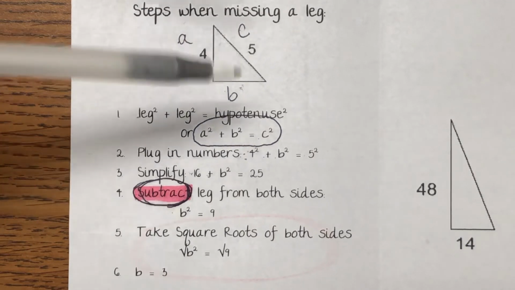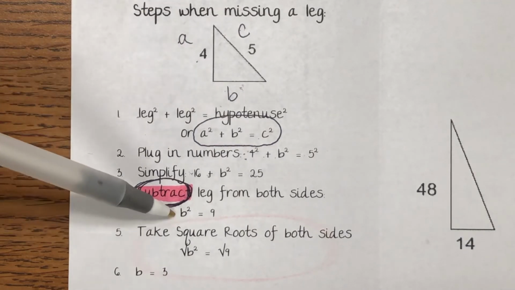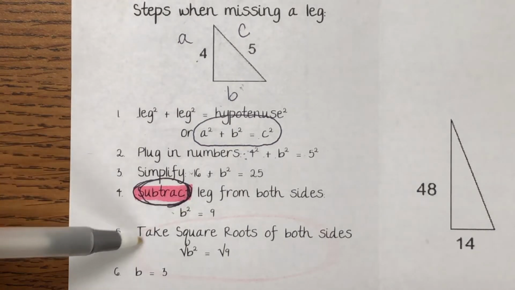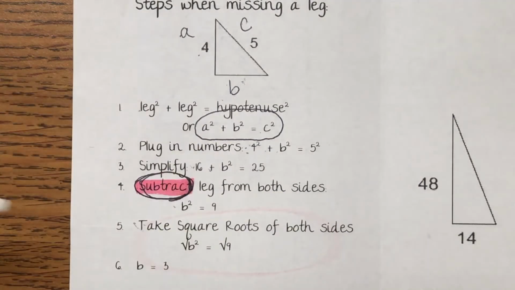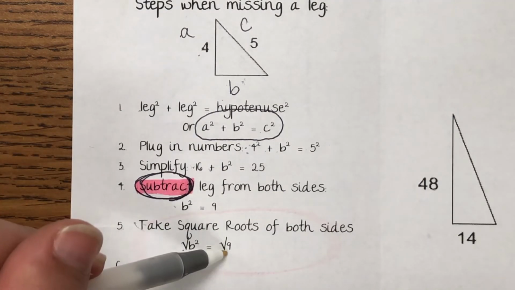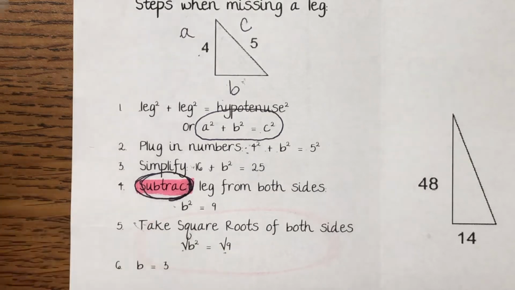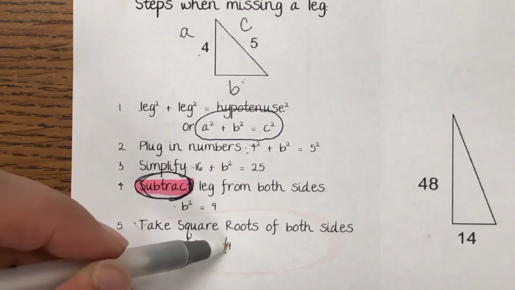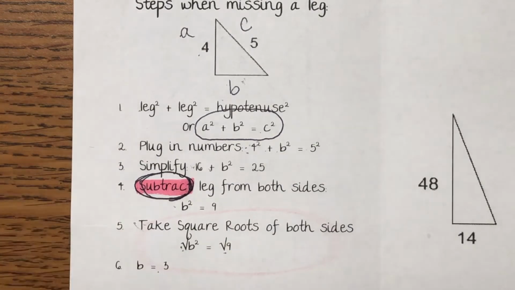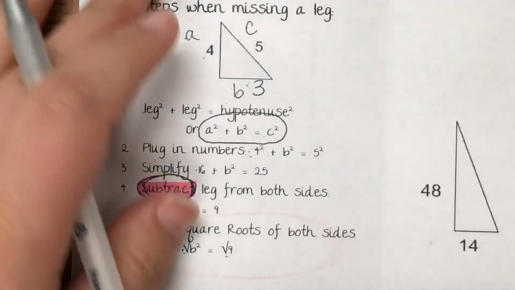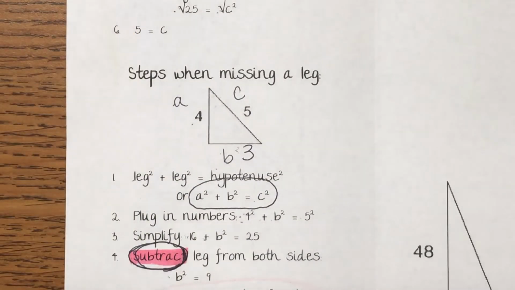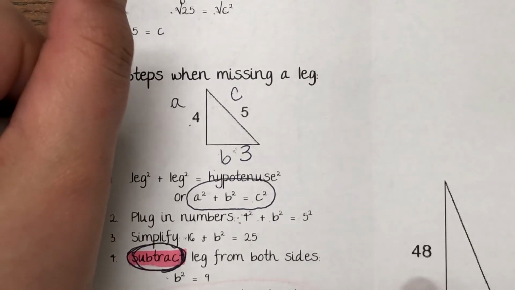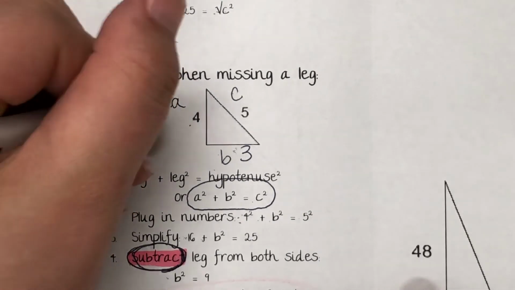Now remember, I'm looking for b by itself, not b squared, so I need to cancel out that squared, and the way I do that is I take the square roots on both sides. Whatever I do to one side, I have to do to the other. The square root of b squared is b, and the square root of 9 is 3, so b is 3 for my right triangle. And then on this one, our keyword is subtract.